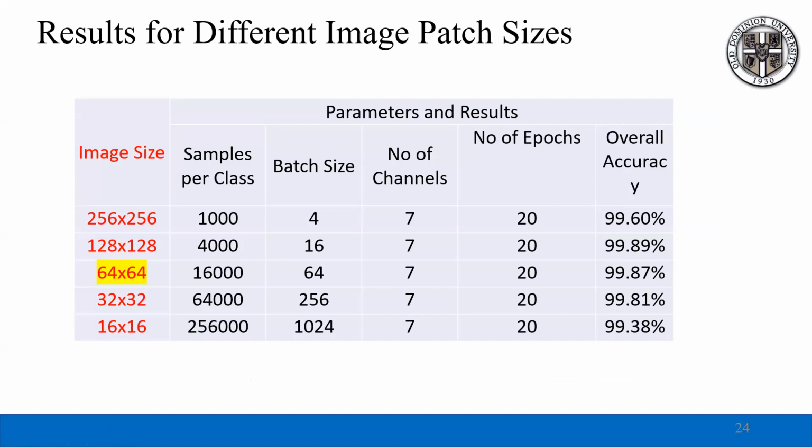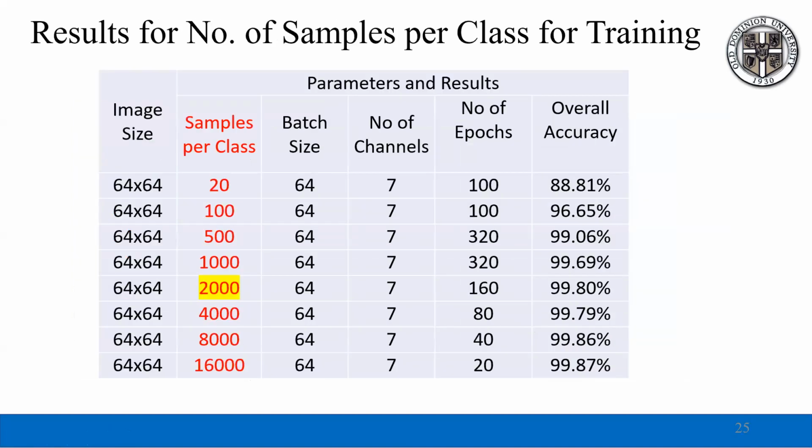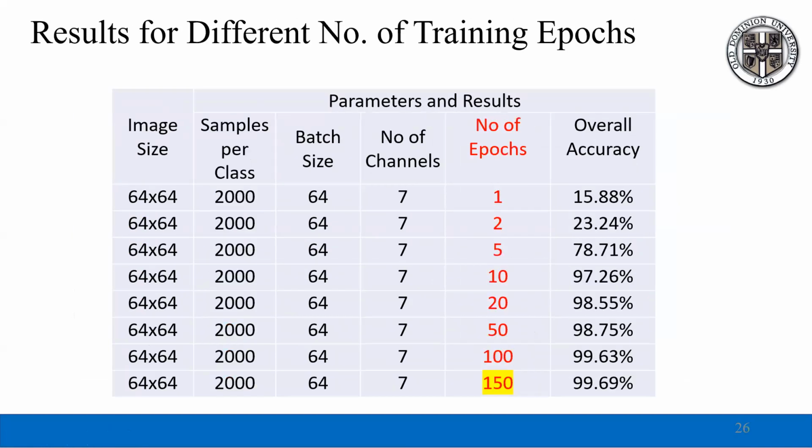Next, we will focus on parameter optimization. So first we show that input patch size is best at 64 by 64, which has a high accuracy while also not being too large or too small. Then when optimizing number of samples per class, we fix the image size to 64 by 64 and tested different sample sizes. We found that after 2,000 samples, the overall accuracy was stabilized, so we chose 2,000 samples per class. With image size and samples per class fixed, we looked at the number of epochs, which showed that 150 epochs got the best overall accuracy.